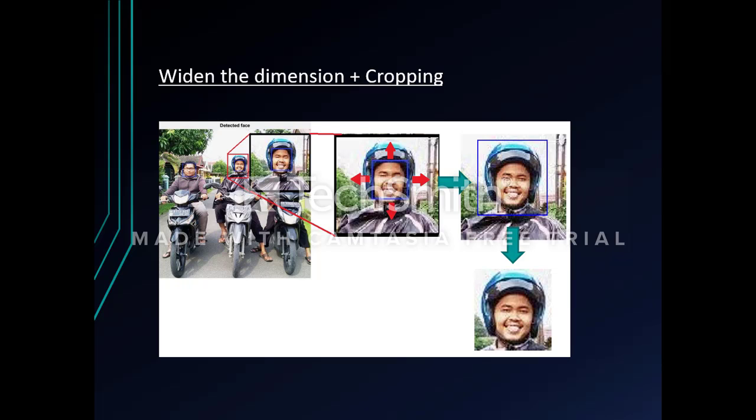The helmet image will be seen clearly, and the classifier then uses the weight and dimension to detect whether there is a helmet or not.